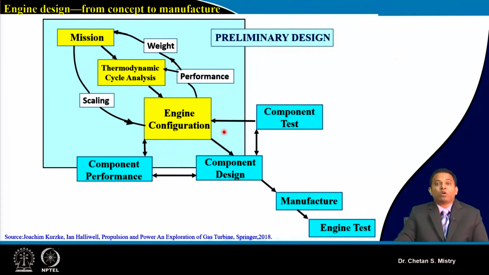Once all this is done at the component level design, it will go for manufacturing, and after manufacturing the engine will go for testing. So the very first design they come up with may or may not exactly meet the requirement, and again they need to go through different kinds of iteration, maybe redesigning, and finally that will qualify for the certification.